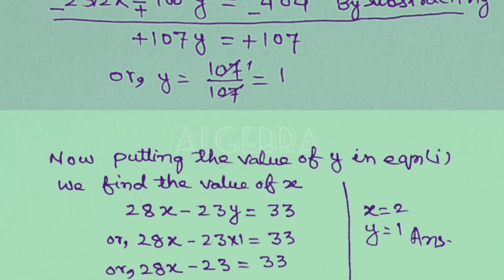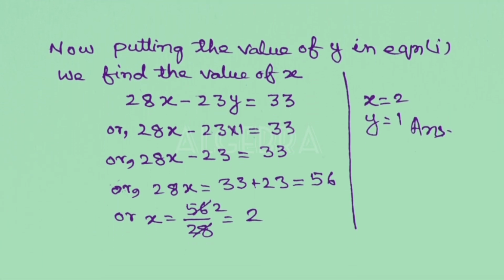Now putting the value of y in equation 1, we find the value of x. 28x minus 23y is equal to 33, or 28x minus 23 into 1 is equal to 33, or 28x minus 23 is equal to 33, or 28x is equal to 33 plus 23 is equal to 56, or x is equal to 56 by 28 is equal to 2. So x is equal to 2 and y is equal to 1. Answer.